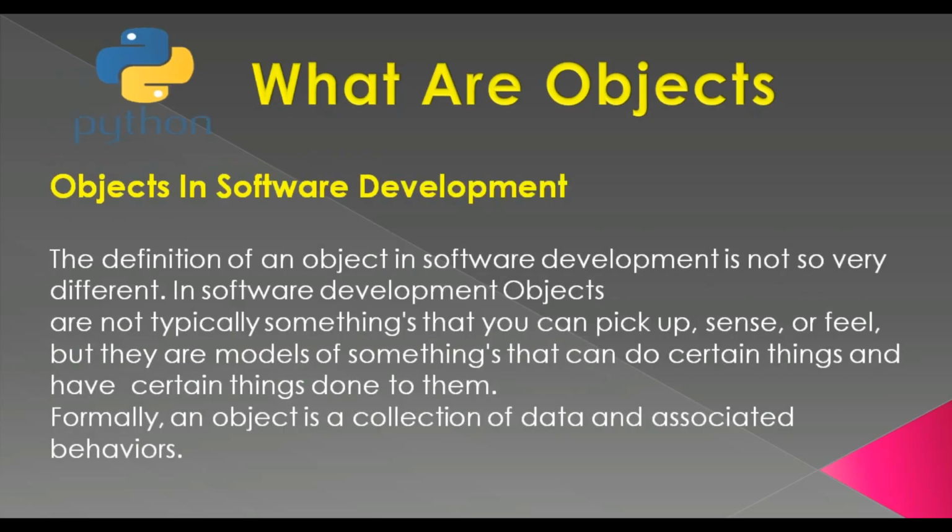Now this was the real world, but in software development the definition of an object is not very different. In software development, objects are not typically things that we can pick up, sense, or feel, but they are models of something that can do certain things and have certain things done to them. Formally, in software development an object is a collection of data and associated behaviors.